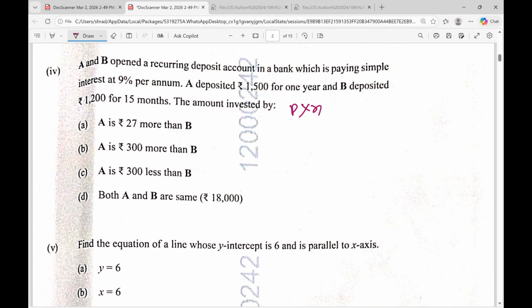P, first one P is your how much? 1500. First one is your 1500 into 1 year is 12. 1500 into 12, that is equal to 18,000. Second one is your 1200 into 15 months. This is also 12 into 15 is your 180. So both are 18,000.